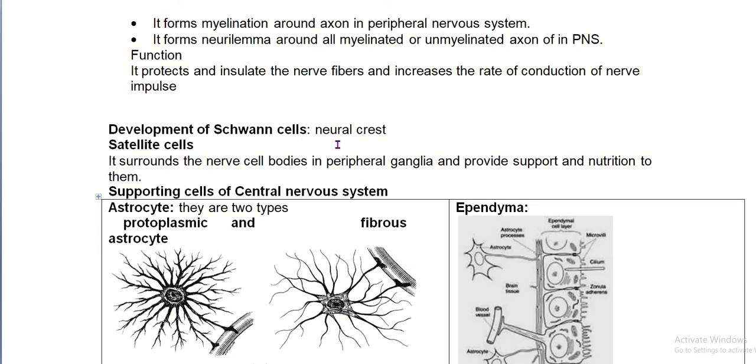The Schwann cell develops from the neural crest. The satellite cell also develops from the neural crest. The satellite cell surrounds the nerve cell body in the peripheral ganglia and provides support and nutrition to them.